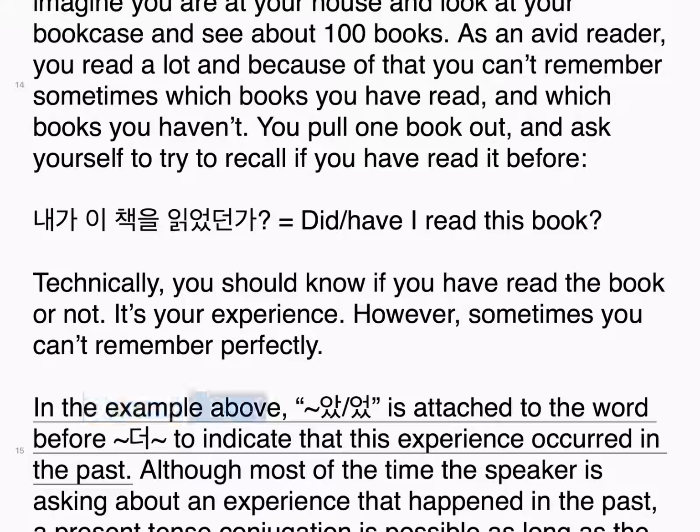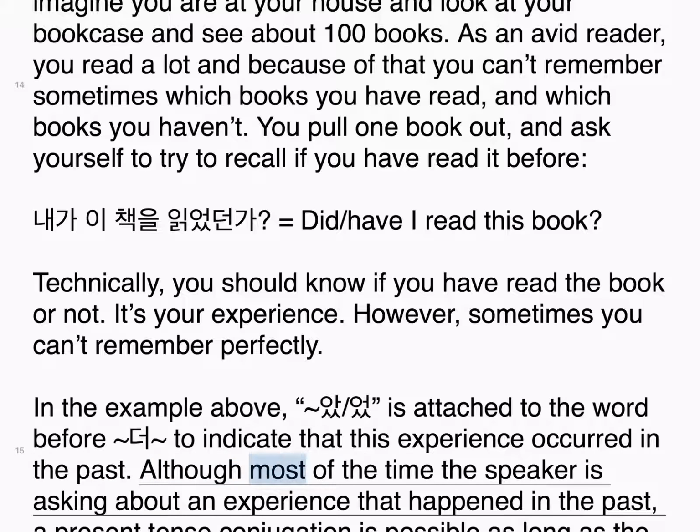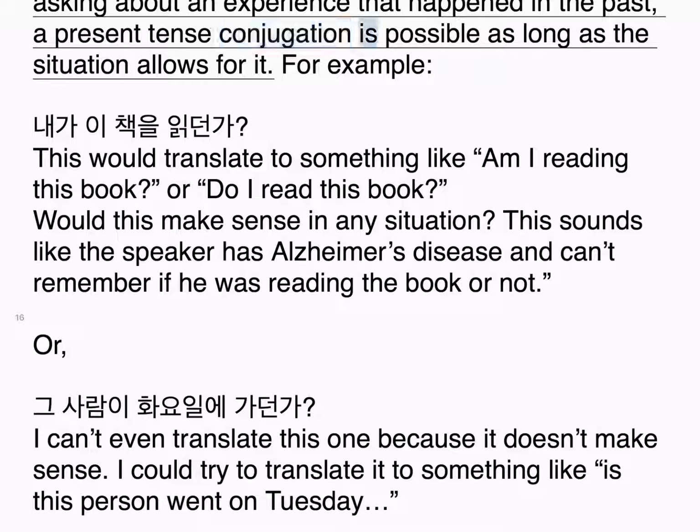In the example above, 았 is attached to the word before 더 to indicate that this experience occurred in the past. Although most of the time the speaker is asking about an experience that happened in the past, a present tense conjugation is possible as long as the situation allows for it.